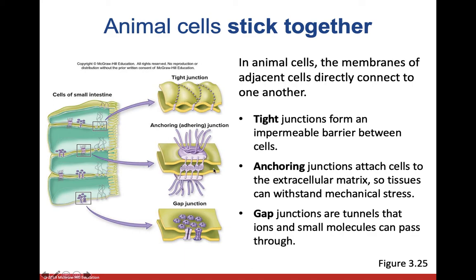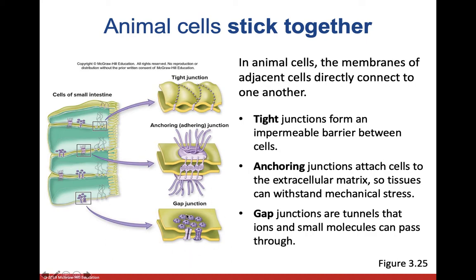But what it does is it allows some flexibility. The person that you're holding hands with can flex. You can kind of see that down here. And that allows some movement and some flexing to occur. And that's a trade-off that you get. It's not quite as strong, but it's a little more flexible. So the type of tissue, depending on what you need it to do, might have more anchoring junctions than tight junctions. And then you can find gap junctions.